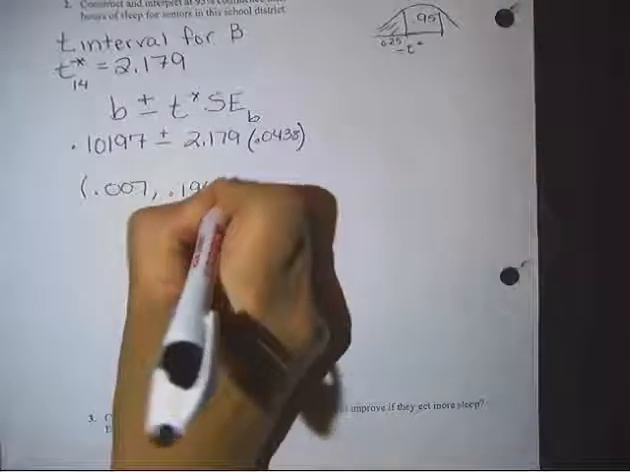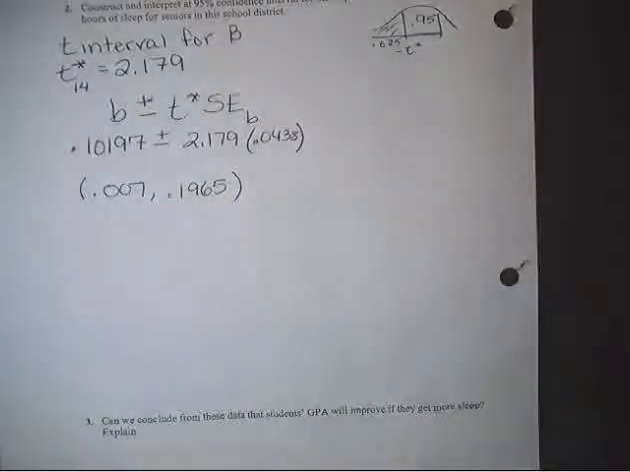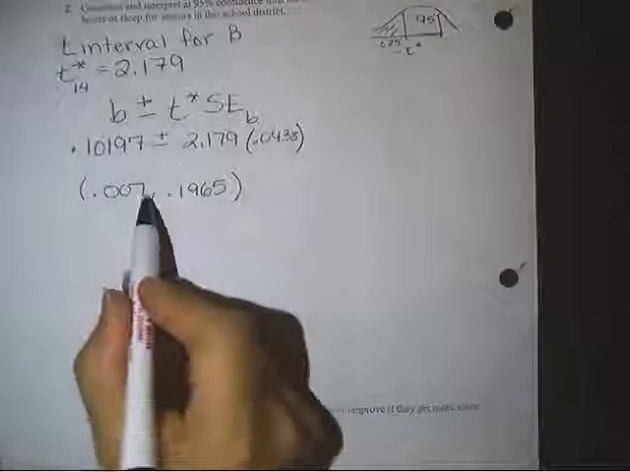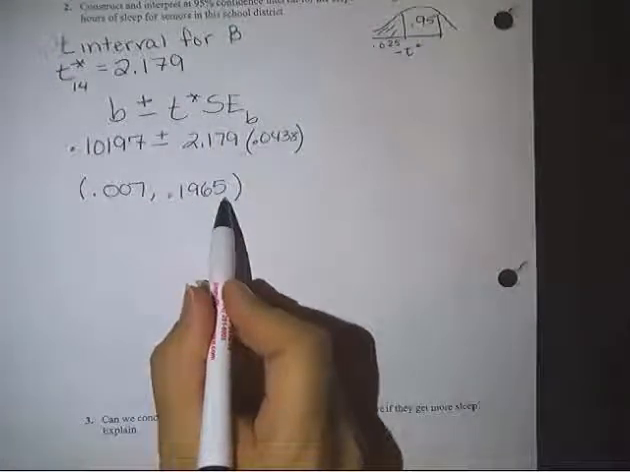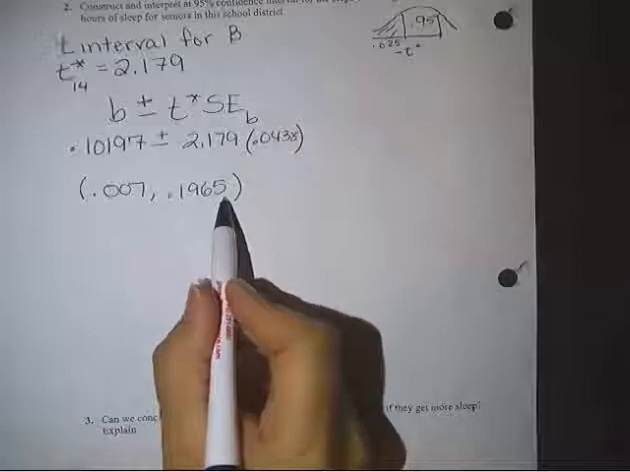So make sure we say our conclusion correctly. I am 95% confident that the interval from 0.007 to 0.1965 captures the actual slope of the population regression line relating GPA and hours of sleep for high school seniors in this district. So we're talking about the population, and we're 95% confident.